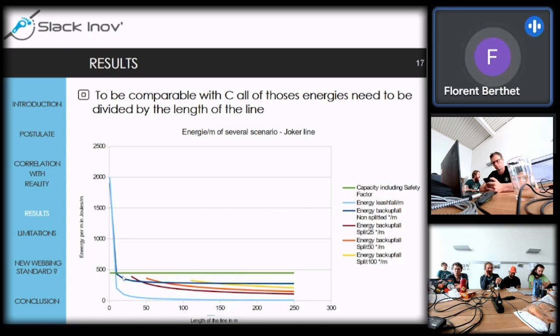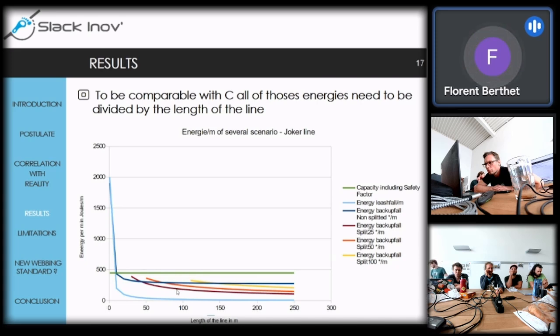The dark blue curve is the energy of a backup fall in the case of a non-split highline. If you don't split, if the backup is going directly from one anchor to the other one without any connection in the middle, you will have that curve. So you can already see that the dark blue backup fall curve is soliciting the line much more than the leash fall, which is common sense.